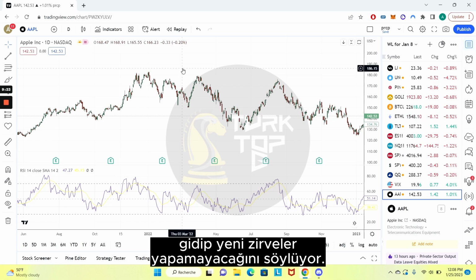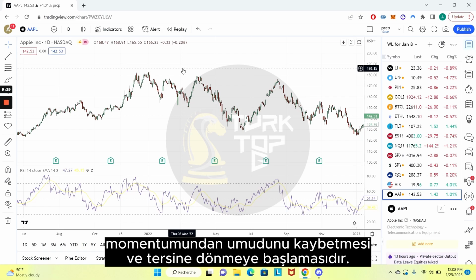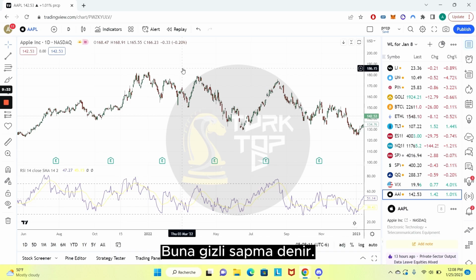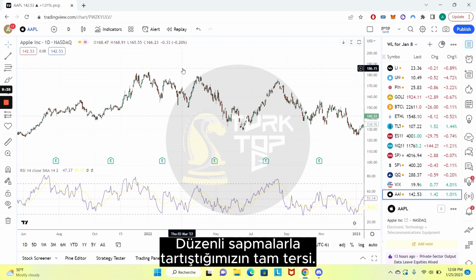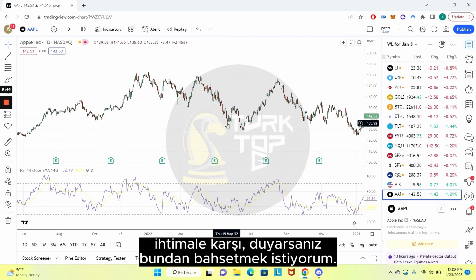So what that tells you is that even with stronger momentum, price could not go and make new highs. So after that, what's likely to happen is that the market will lose hope in the bullish momentum and start reversing. So that's called a hidden divergence. It's the opposite of what we discussed with the regular divergences. Now they're not used as often, but I wanted to mention that just in case you hear about it.